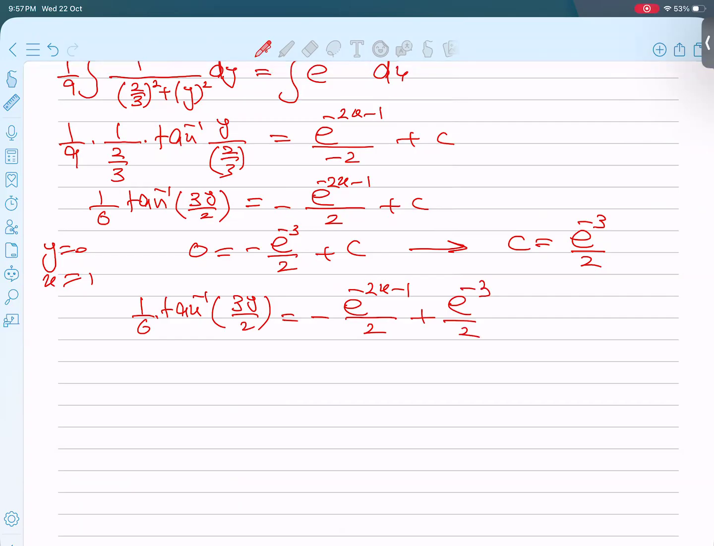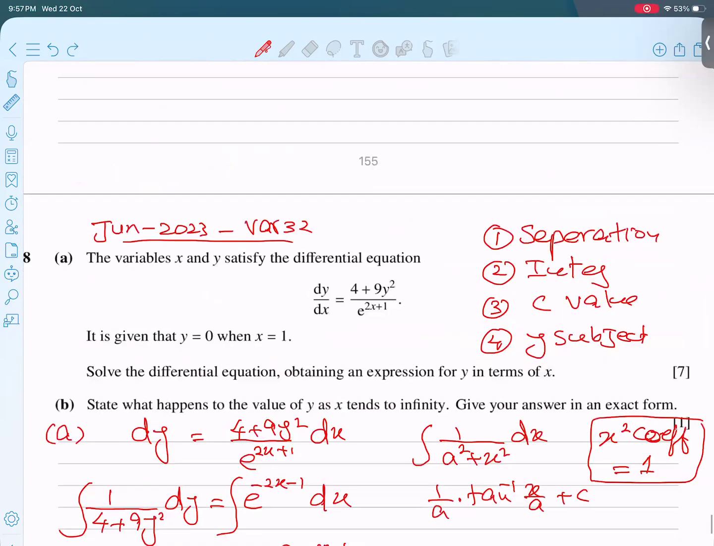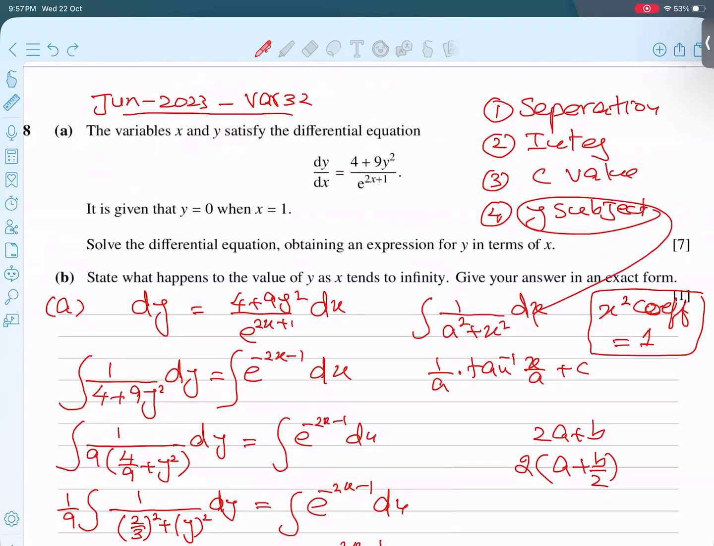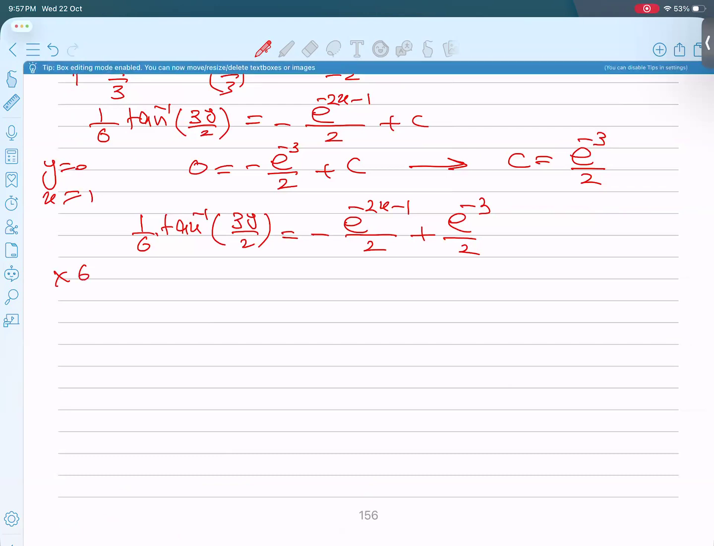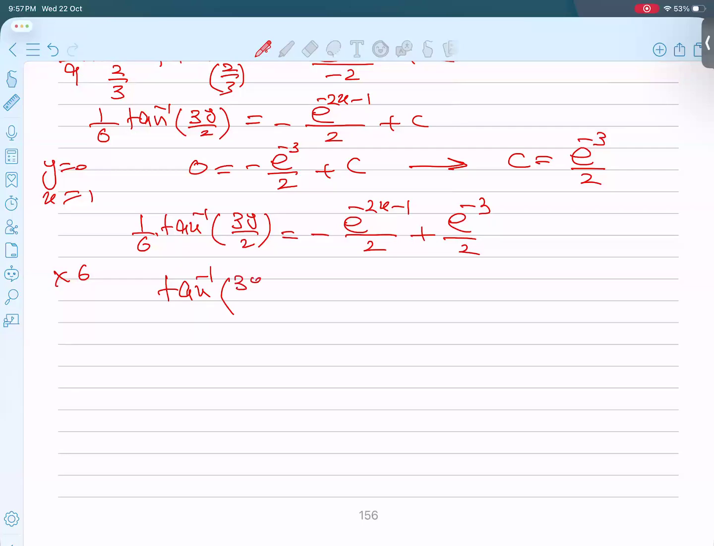Let me check once again. Okay, clear. So what is the method further, how to make y the subject? Because basically our plan is to make y the subject. The c value, we got it. So multiply by 6 throughout the whole equation. So I get tan inverse 3y over 2. And when I multiply by 6 here, what do I get, students? Negative 3 e to the power negative 2x minus 1. And here same story, 3 e to the power negative 3.